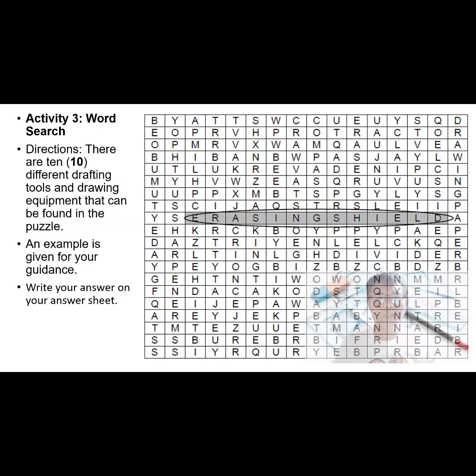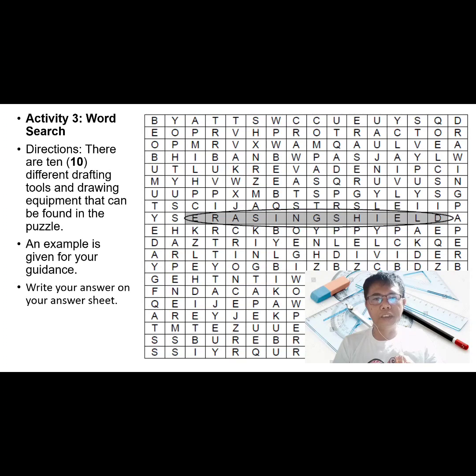Okay, now let's go to activity number 3, word search. On the right side of the picture, we have here a grid of letters. On your answer sheet, you are going to write your answer, the 10 different drafting tools and drawing equipment that can be found in the puzzle. An example is given for your guidance. Pause the video when answering.